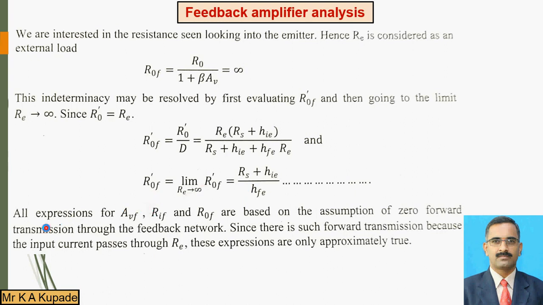So all expressions for AVF, RIF and R naught F are based on the assumption of zero forward transmission through the feedback network. Important is the zero forward transmission.